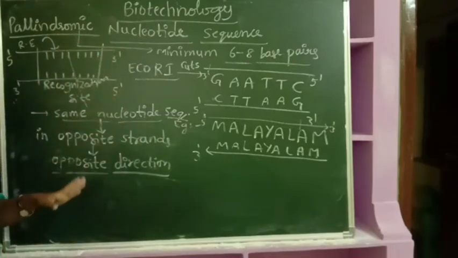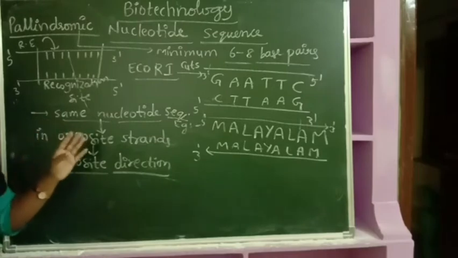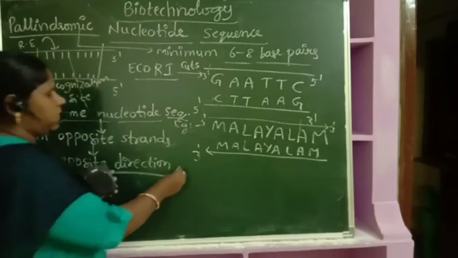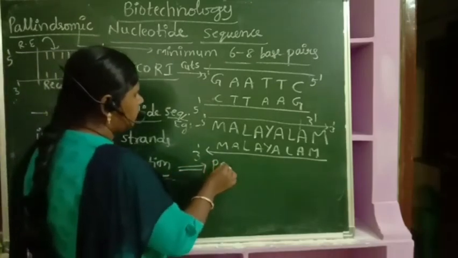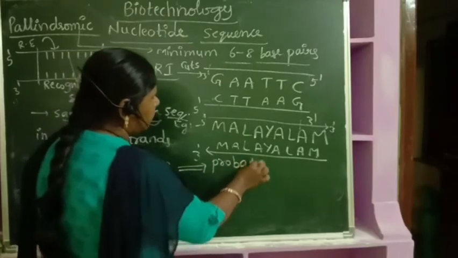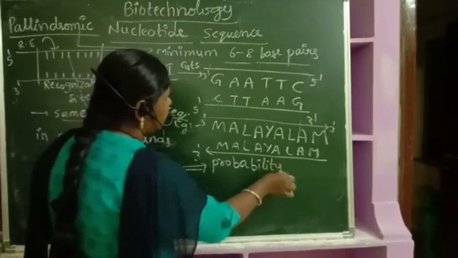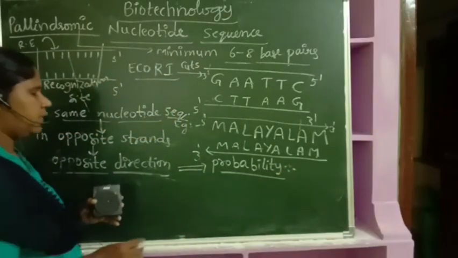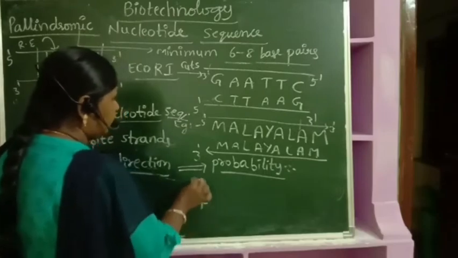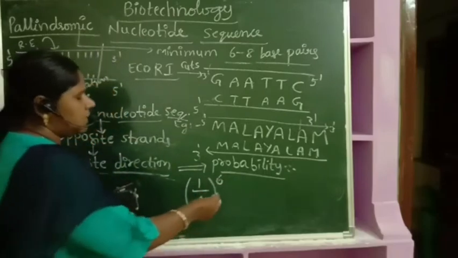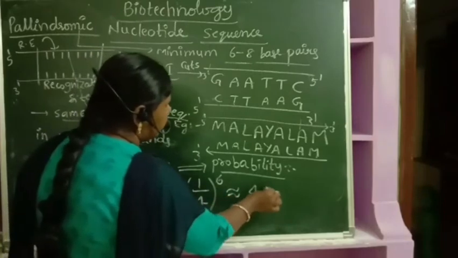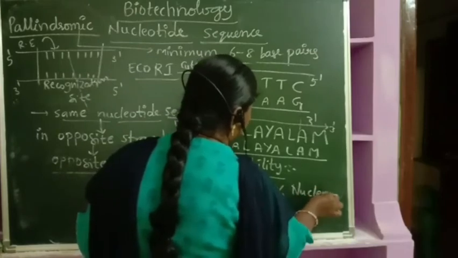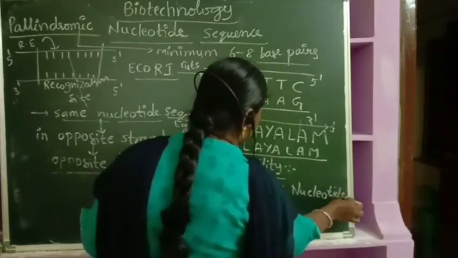This is what the restriction endonuclease will cut and make a number of fragments. So if you look at the probability, what is the probability of a palindromic nucleotide sequence? Altogether we have 4 nitrogen bases. The probability will be 1/4 whole to the power of 6, which is approximately equivalent to 4096 nucleotides. Approximately 4096 nucleotides.